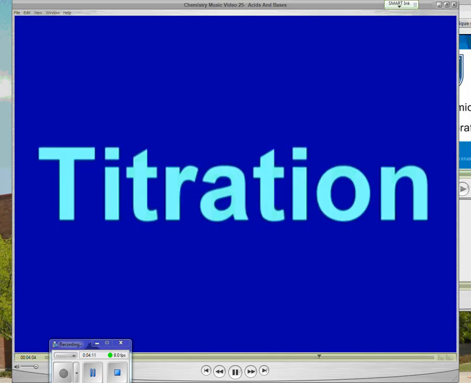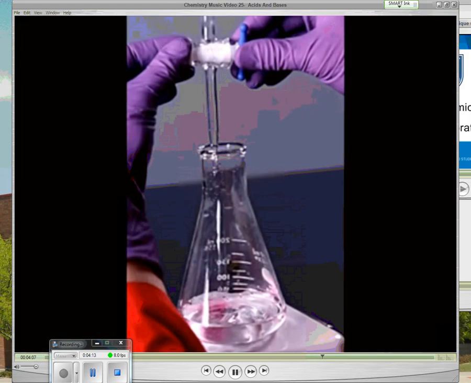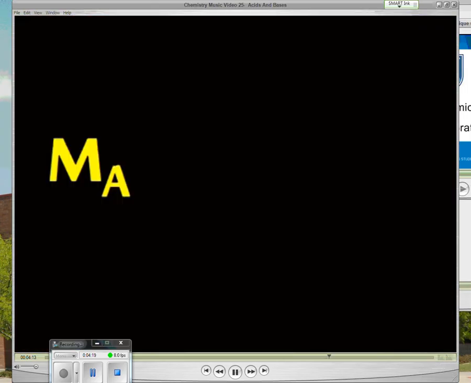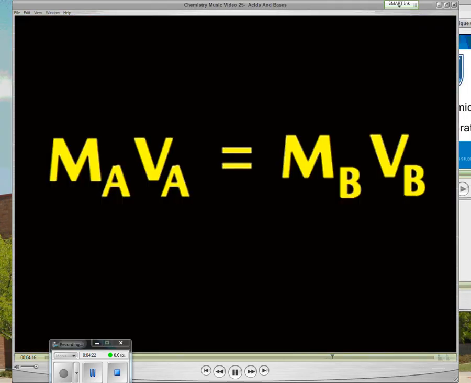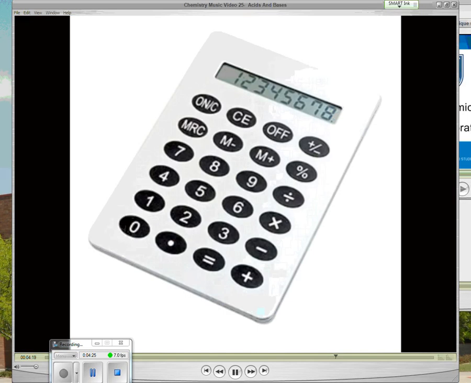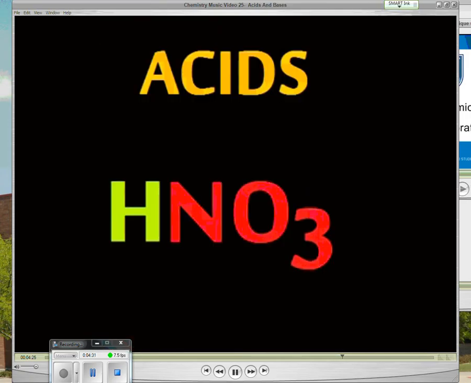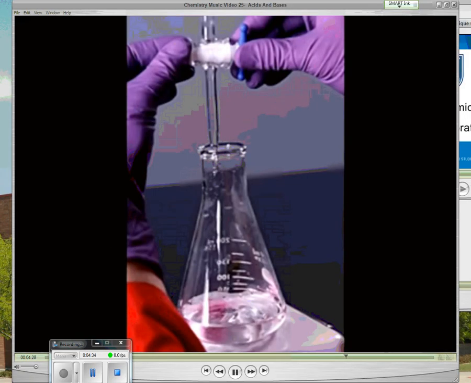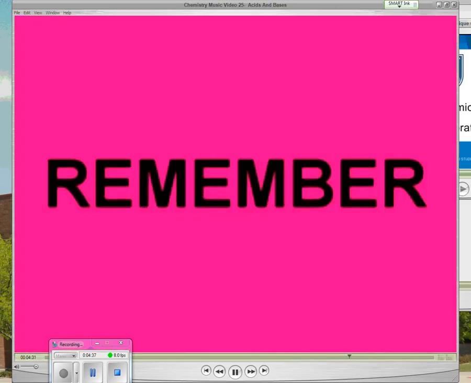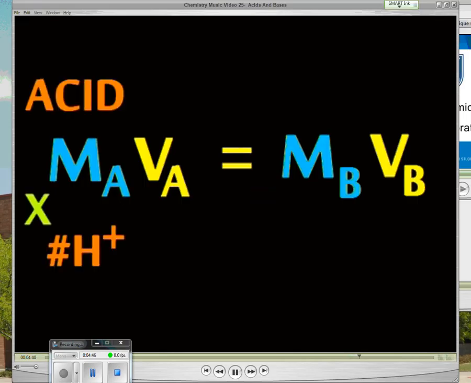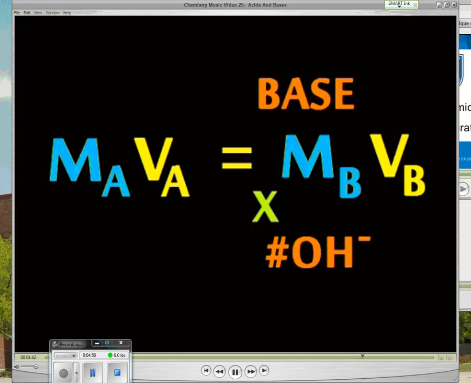Titration's what you call it when you mix them with burettes. MaVa equals MbVb can be used to calculate concentrations of an acid or a base when you titrate. Just remember that Ma or Mb will get multiplied by the number of each ion by which they're identified.